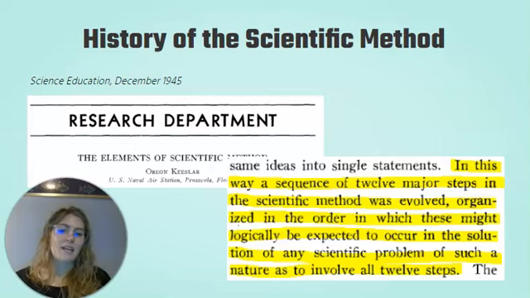In his study, he said, in this way, a sequence of 12 major steps in the scientific method was evolved, organized in the order in which these might logically be expected to occur in the solution of any scientific problem of such a nature as to involve all 12 steps. As you can imagine, this was a long time ago, but these 12 steps got distilled further into fewer steps. They got published in many textbooks.